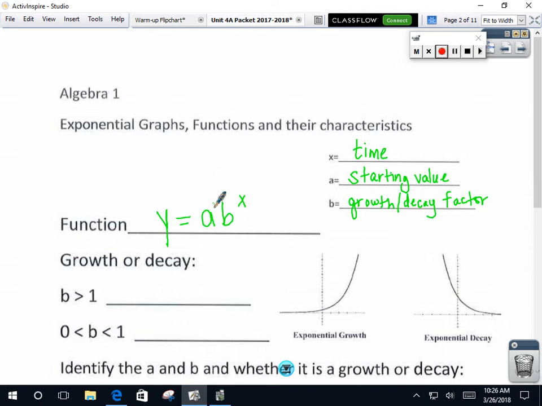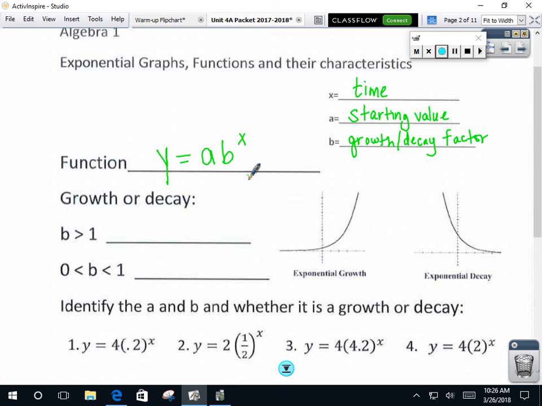Okay, so the x is for time, the a is the starting value, and the b is the growth or decay factor. Now let's talk more about that b and what that is. If the b value, so the number that is raised to the exponent, is greater than 1, then we're dealing with an equation that is a growth. And the graph of it will look like this one. It will go up from left to right. Okay, and it's continuous, so it will continue to go up forever that way, and then over here it will continue going left forever.